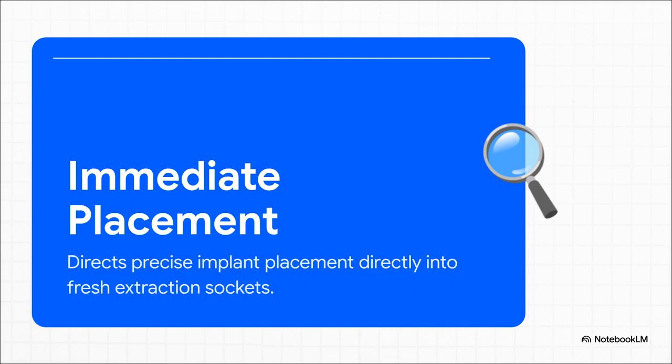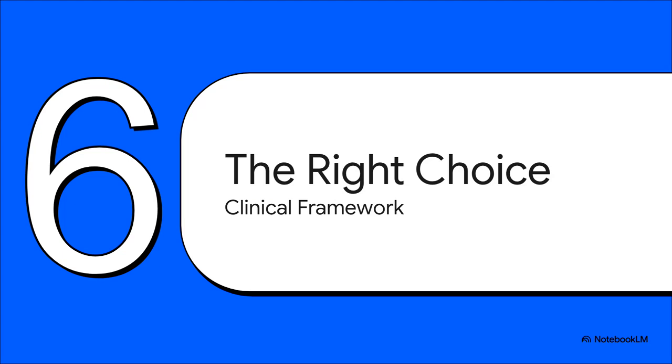Then we have immediate placement guides. As the name suggests, these direct precise implant placement directly into fresh extraction sockets. Now, the unique design challenge you run into here is that the guide has to intelligently account for the void left by the pulled tooth, all while still hitting perfectly accurate positioning in the remaining socket anatomy. Often the guide actually incorporates the tooth being extracted into the support structure itself right before removal. Pretty clever, right? Let's wrap things up with Section 6, Making the Right Choice.